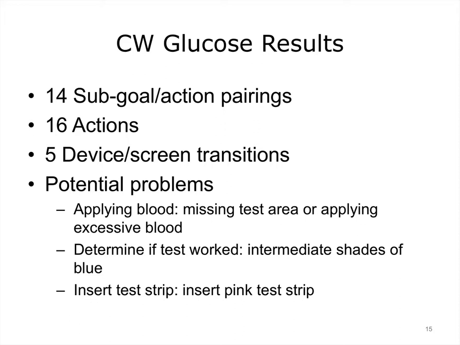Altogether, this is the most basic of tasks. It necessitated 14 sub-goals, 16 actions, and 5 device screen transitions. We also identified a handful of problems that may make taking the test or interpreting the results difficult for some users. It should be noted that this is an older glucose meter and more modern ones may require fewer steps. However, when you unpack a task into goals and actions, it becomes transparent that something that seems simple is actually more complex and may present challenges for some users. The focus of this work was on low literacy older adults.